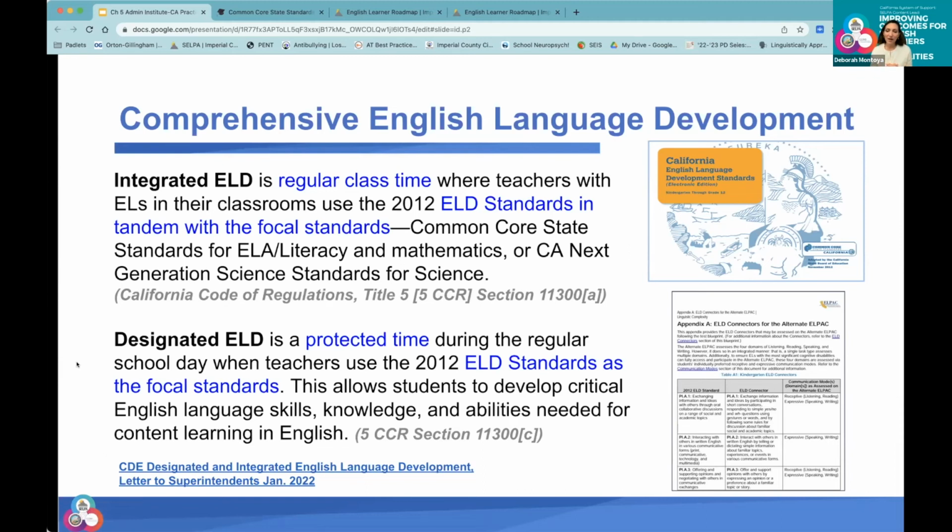So, things to think about as your team is discussing how we will continue to ensure that designated ELD is protected time and focused on the ELD standards. Next slide.